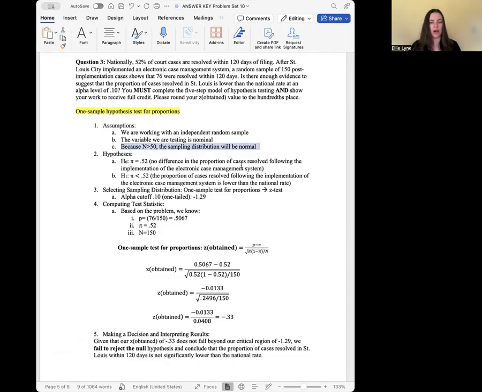Let's move on to our hypotheses. Again, always with our null hypothesis, our statement of no difference. We will always have our H subscript 0 here with our colon.